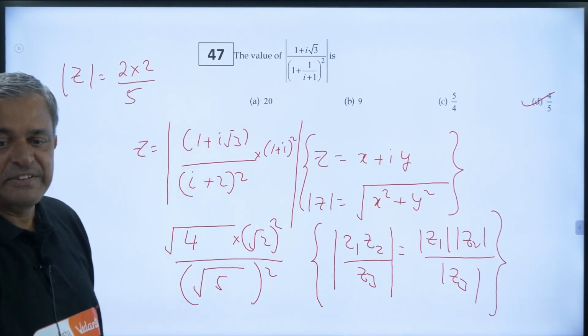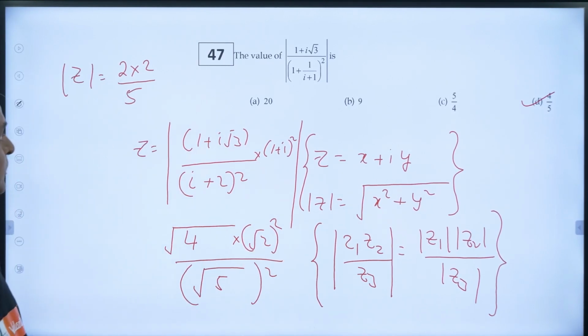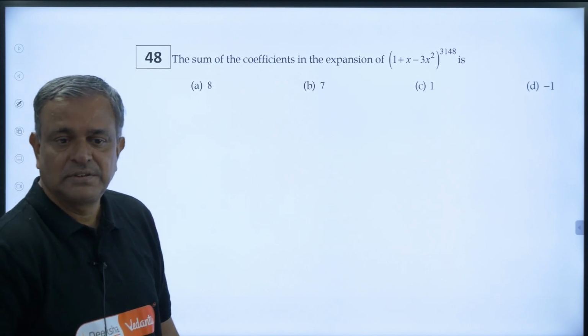Okay, z is equal to x plus iy, mod z is equal to under root of x square plus y square. Sum of coefficients, very simple.